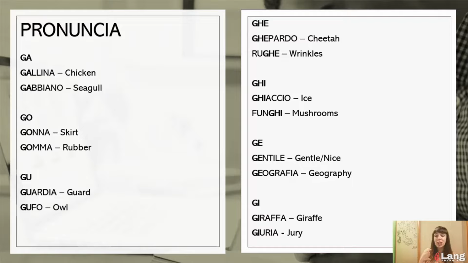Attention, when we have GE and GI, it's like C and C, so GE and GI will be gentile, geografia, giraffa, giuria.